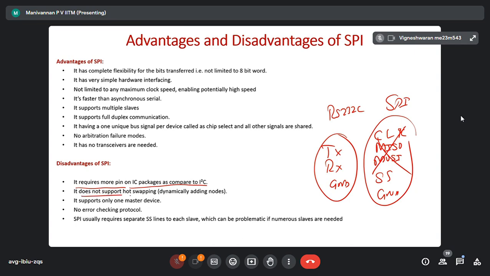It does not support hot swapping. Okay. Just note down. When the device is on, you cannot remove the wire. So if you have connected two devices to SPI, you cannot disconnect the wire while both are on. Hot swapping: when the device is on, when the circuit is on, you cannot remove the connection. If you do that, sometimes the circuit can fail. Okay, so hot swapping is not allowed.